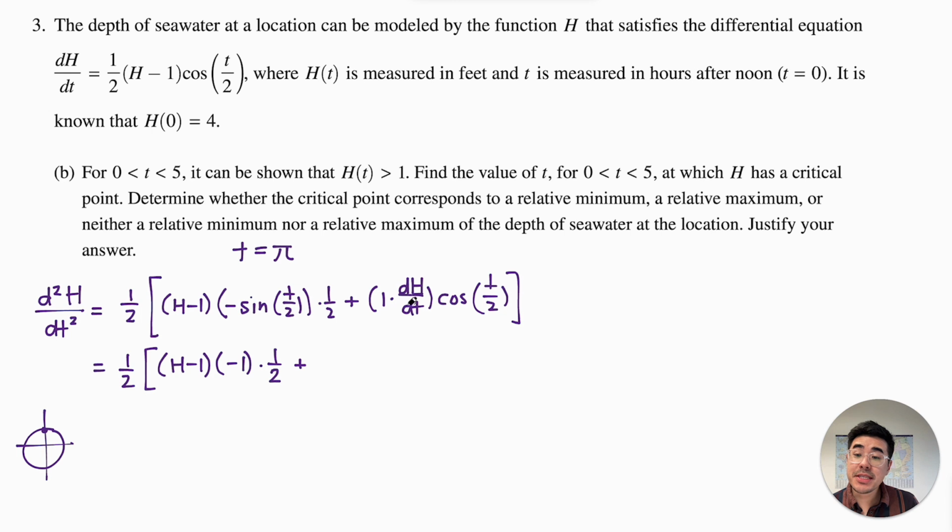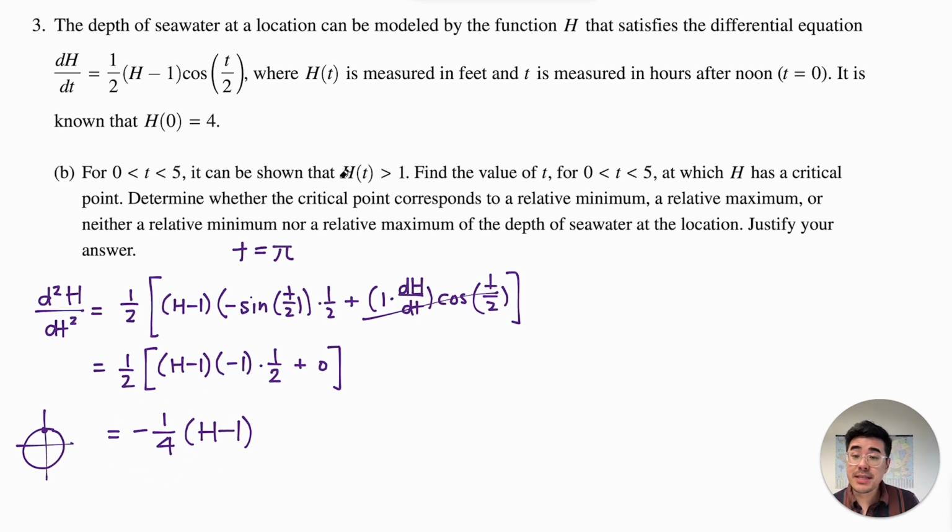Plus, well, what is this dh dt? It's a critical point, right? So dh dt is equal to 0 at that point, so this whole thing just goes away. And then what else? The question tells us that h is greater than 1. So if we want to simplify this, this is going to be negative 1 times 1/2 times another 1/2, so it's negative 1/4 times h minus 1. So this is the value of my second derivative.